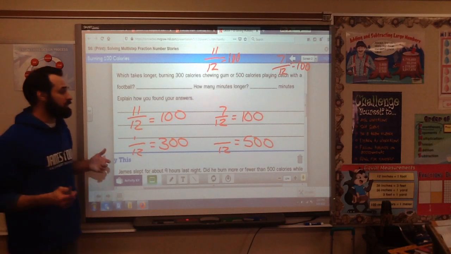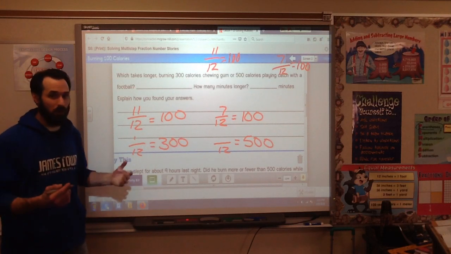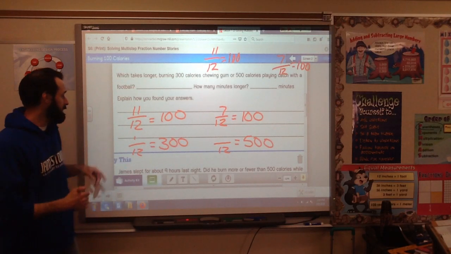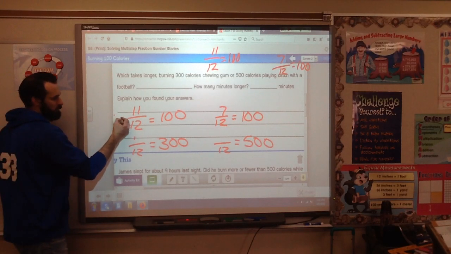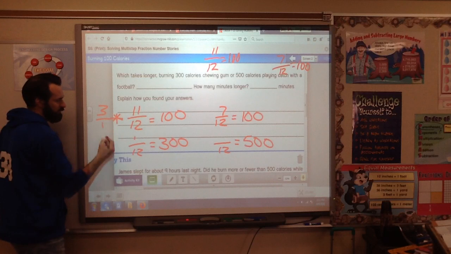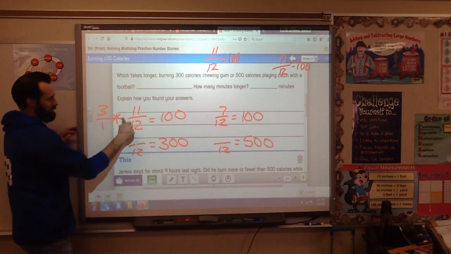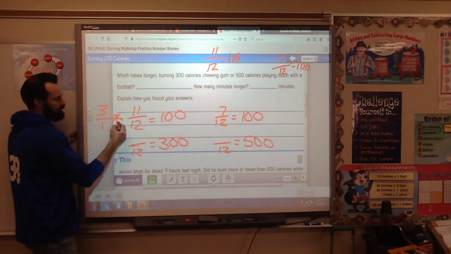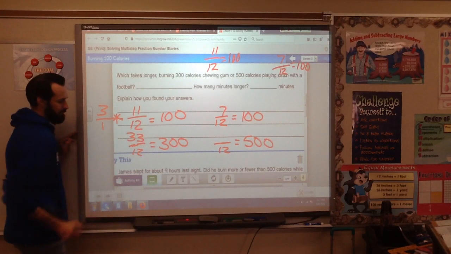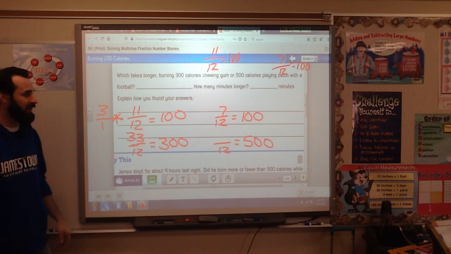So this is really simple. It's a really simple process. If I'm going from here to here, it would be like multiplying by 3. So if we multiply that by 3, we have to multiply this by 3. Basically, 11/12 times 3. Go ahead and figure out what this would be if you did 11/12 times 3. 1 times 12 is 12. 3 times 11 is 33. So it takes 33/12 of an hour to burn 300 calories.